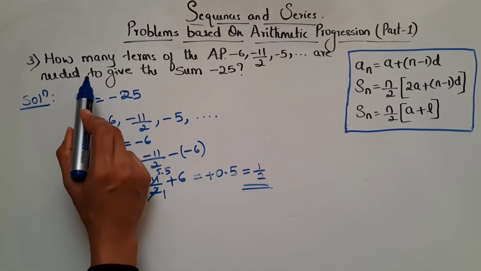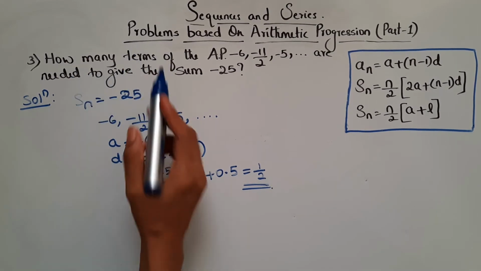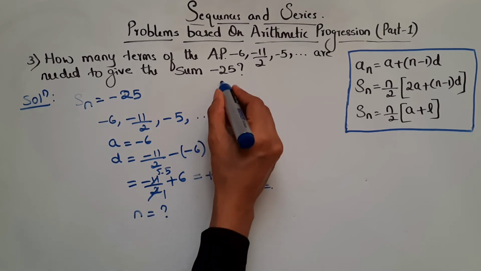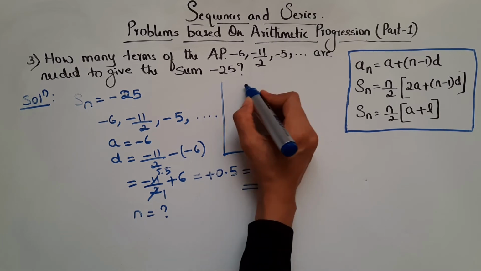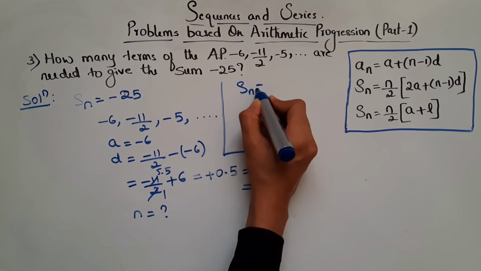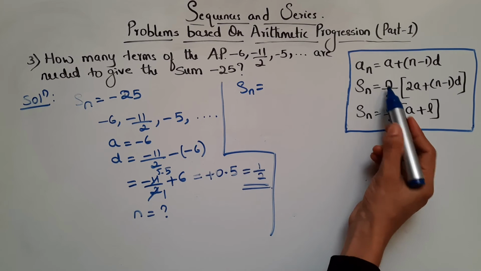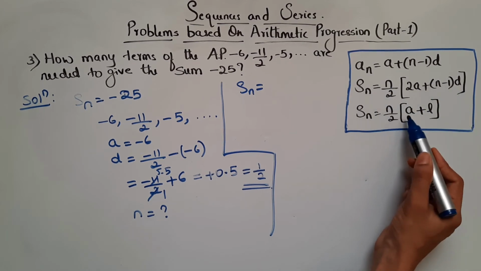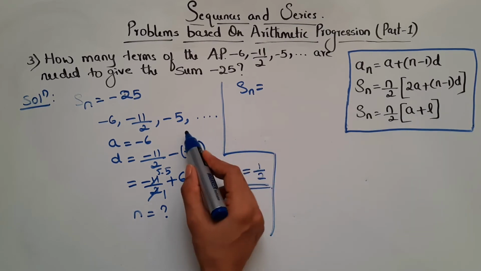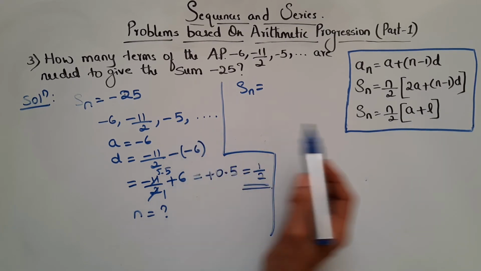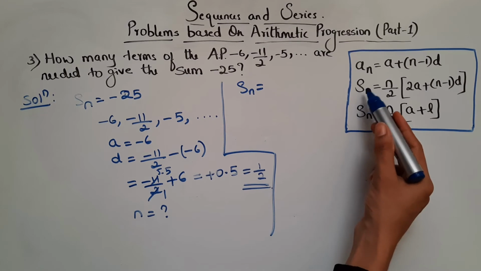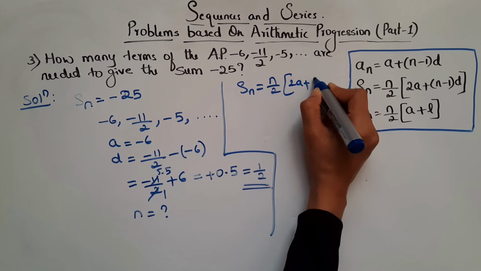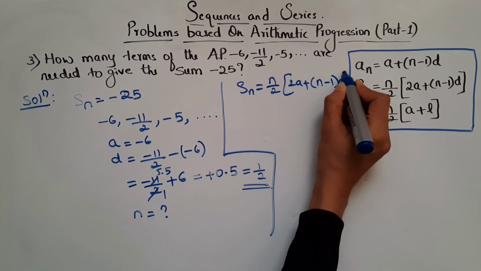Now our aim is to find how many terms, that means n. What is n? Let me write here. We know Sn is equal to n by 2 into 2a plus n minus 1 into d, and we have one more formula, Sn is equal to n by 2 into a plus l. Here we don't know the last term, so we cannot go for this formula. We have to go for this one: n by 2 into 2a plus n minus 1 into d.